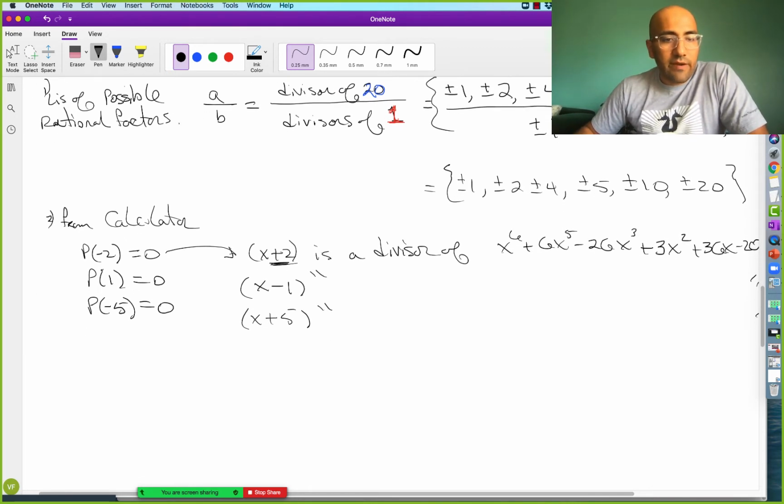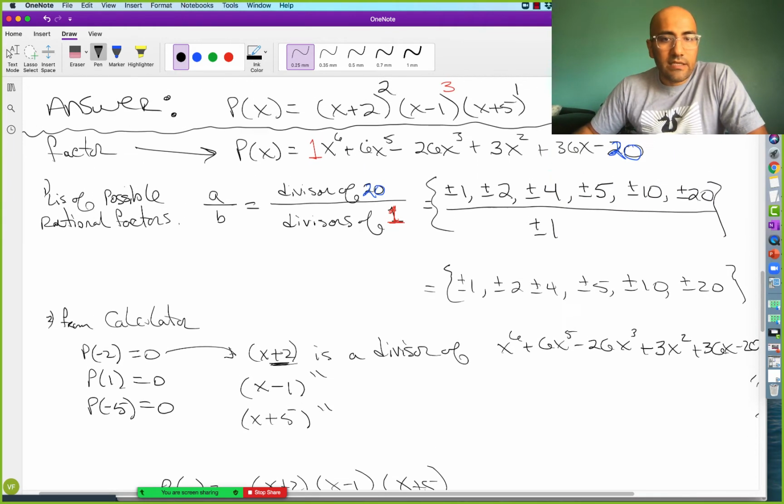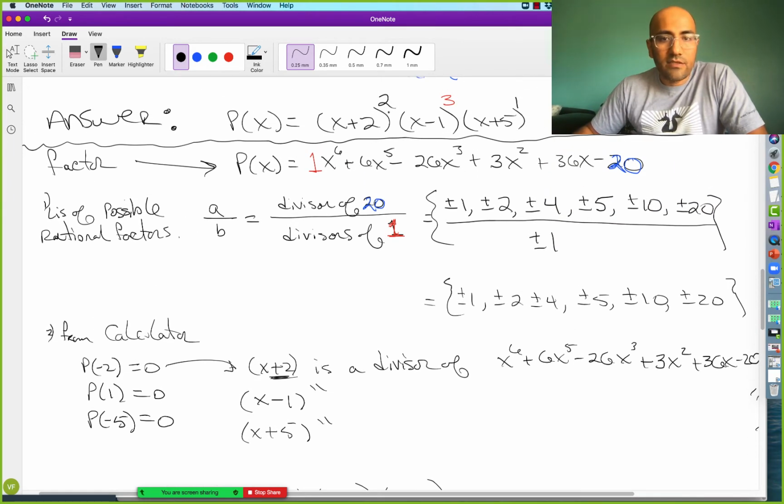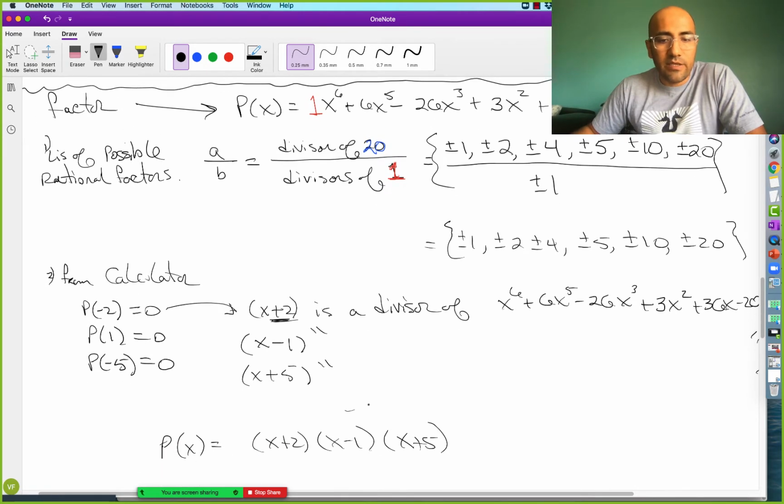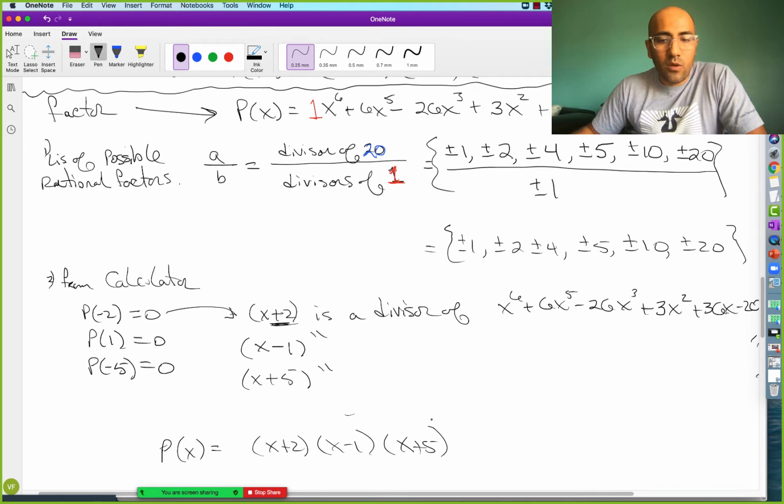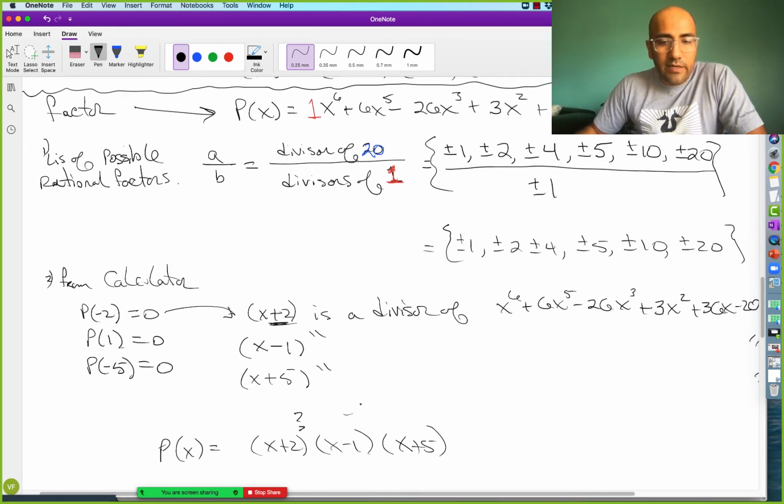Because notice that if I decide, oh, here are my zeros, and then I decide this is just equal to the multiplication of x plus 2, x minus 1, and x plus 5, that's not the answer because I'm missing the exponents. I don't know that x plus 2 needs to be squared. I don't know that x minus 1 needs to be cubed. And I don't know that x plus 1 is raised to the power of 1. Right? So I still need these exponents right in here.